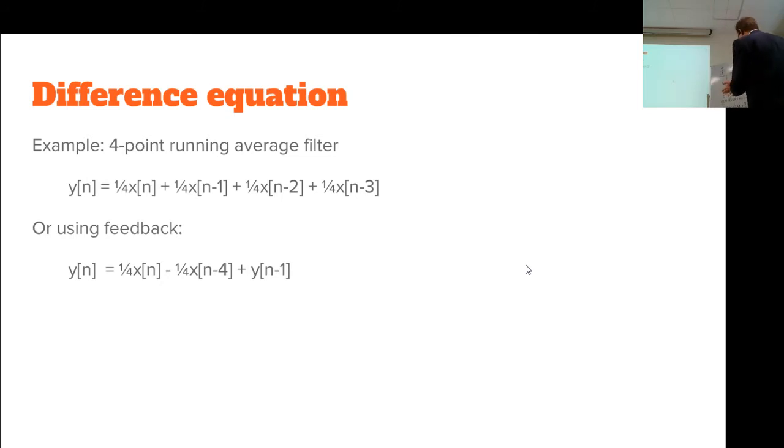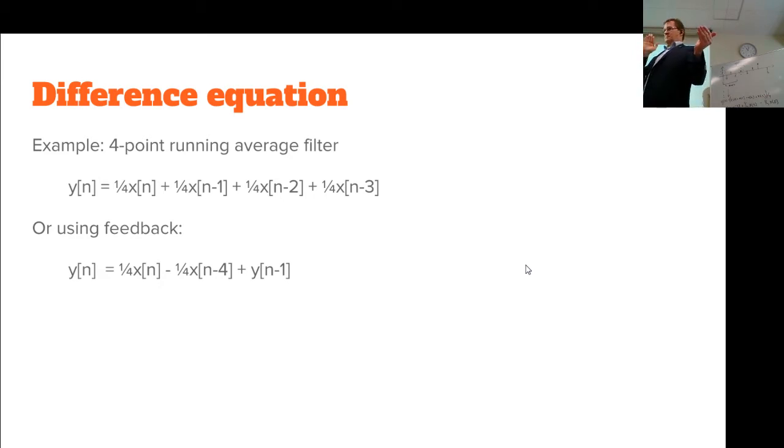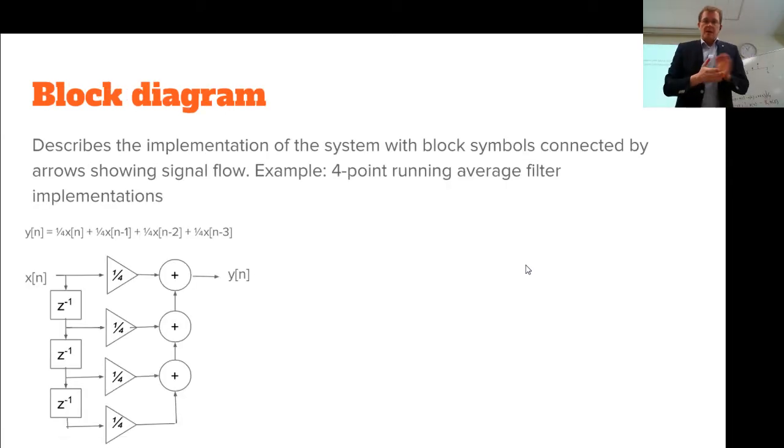This was an easy example since we had only a 4-point running average, but think about 100 points, which requires 99 addition operations with this difference equation. But if you do it with the feedback, it's the same number as in here, only 2 additions. So you speed up the system by decades. Okay. Good.